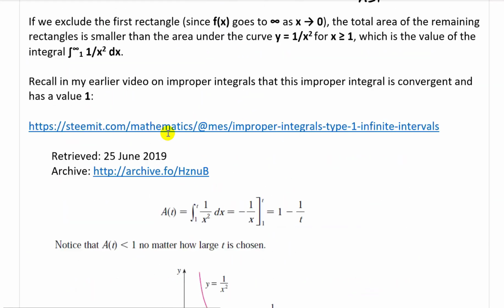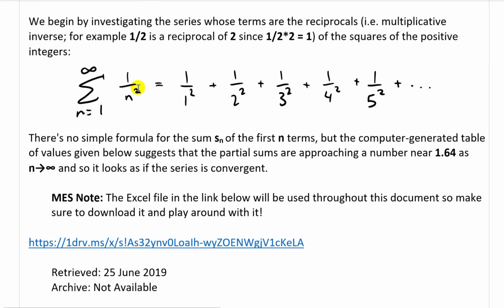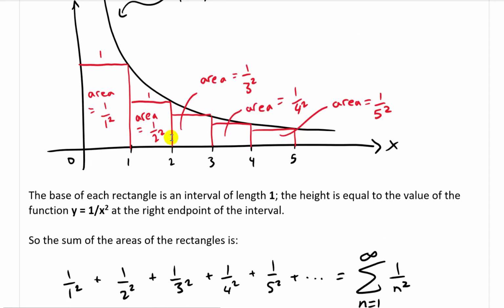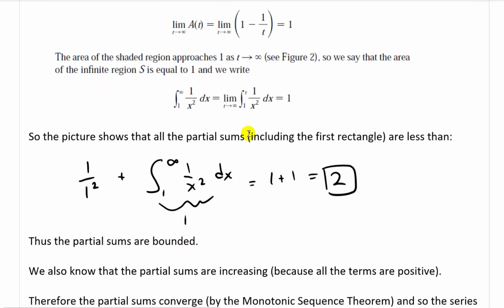We started off looking at the curve y equals 1 over x squared. This is the series 1 over n squared. Then we were looking at the rectangles to the left of it. Then we found that this actually converges. So yes, that converges.